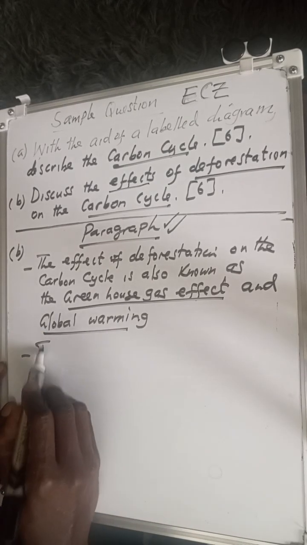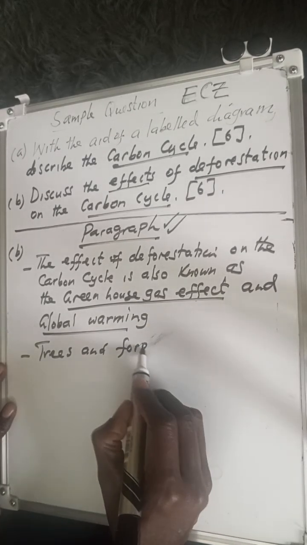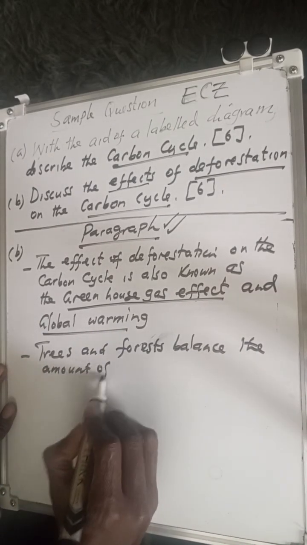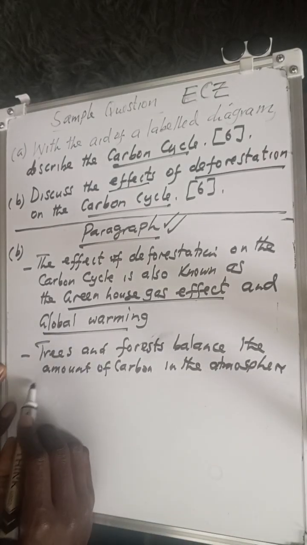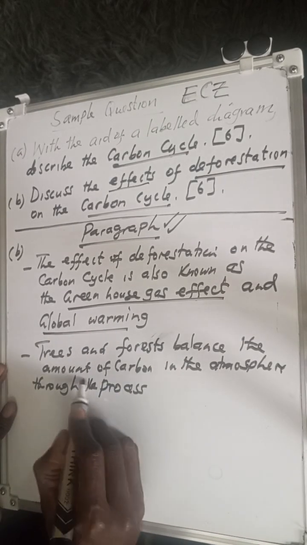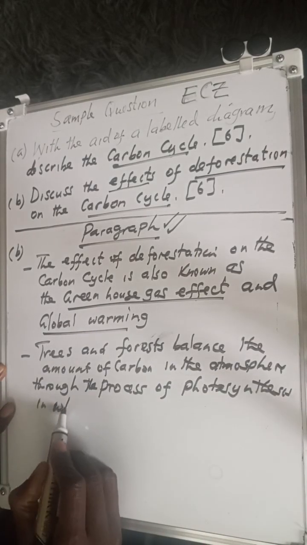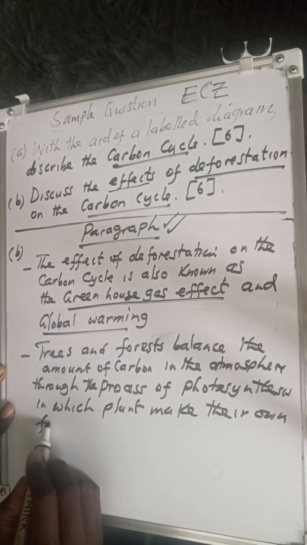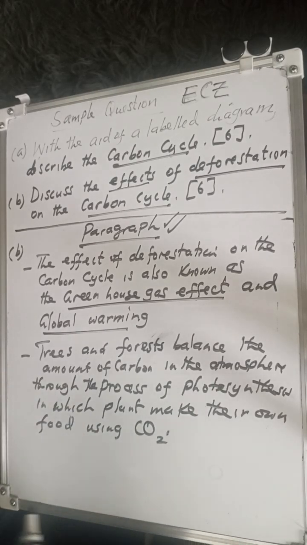trees and forests balance the amount of carbon in the atmosphere through the process of photosynthesis, in which plants make their own food using carbon dioxide. Yeah, so that is what is going to happen.